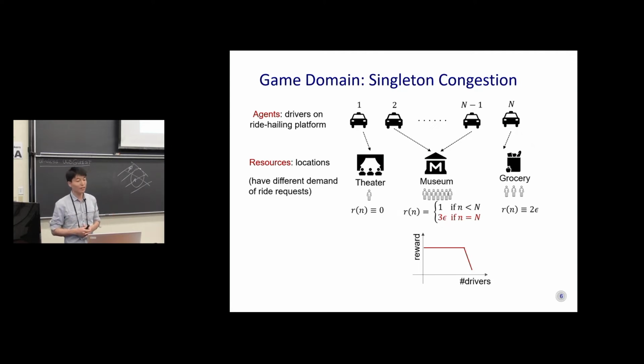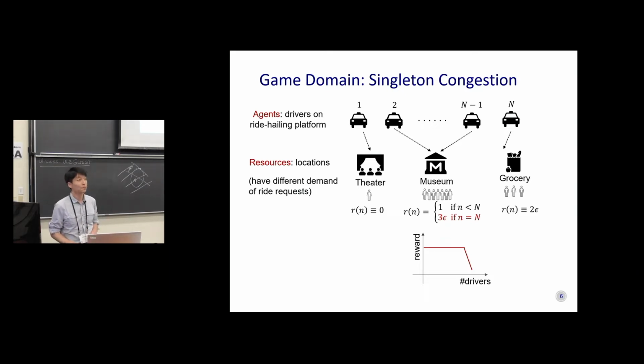And in this location, you will get a high reward 1 as long as there are not too many drivers there. So if there are n strictly smaller than capital N, then you always get utility 1. But once you get a lot of drivers, that is n equal to capital N, your utility suddenly decreases to 3 epsilon because there's a lot of congestion there. And again, our paper works for general demand, actually any arbitrary reward function, but here for the presentation purpose, I just make it the simplest possible for the intuition.